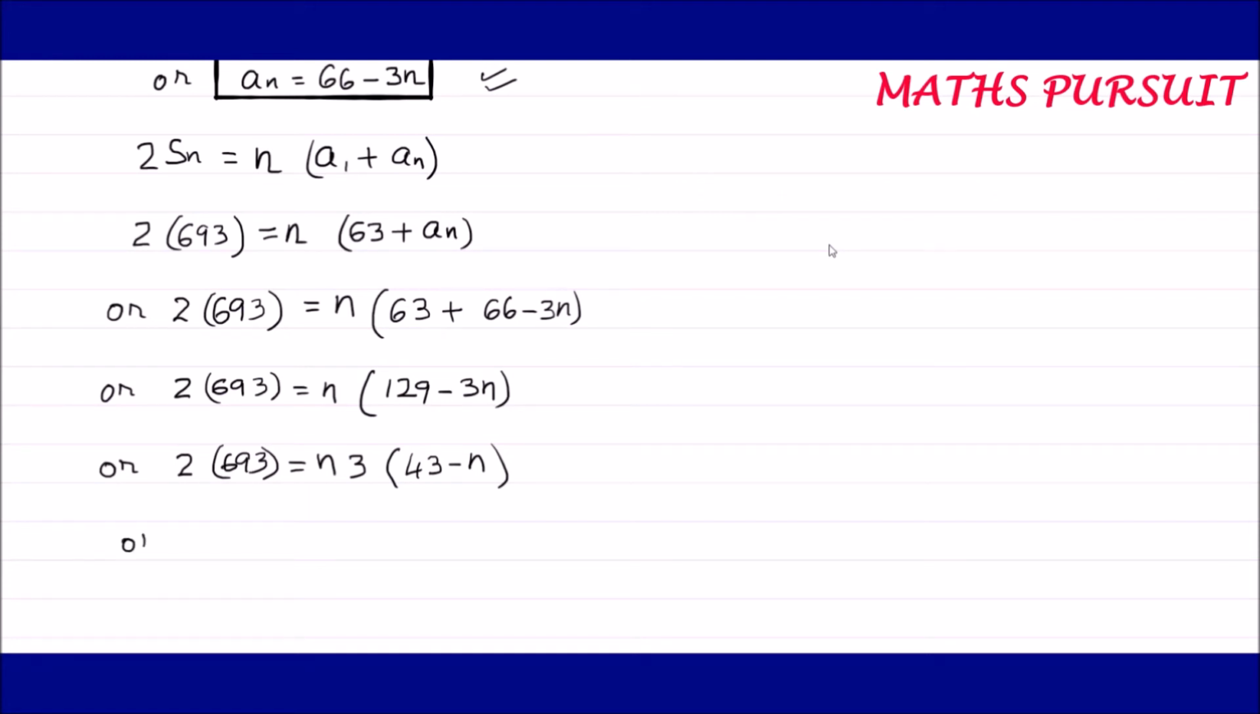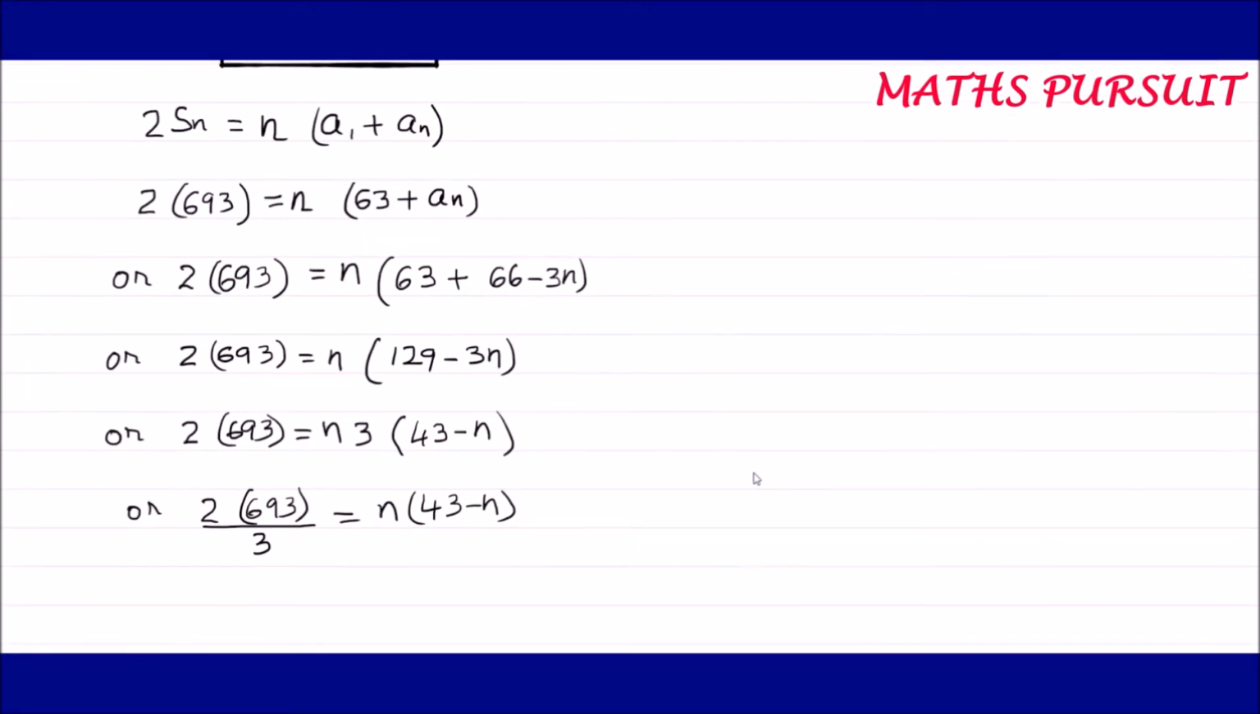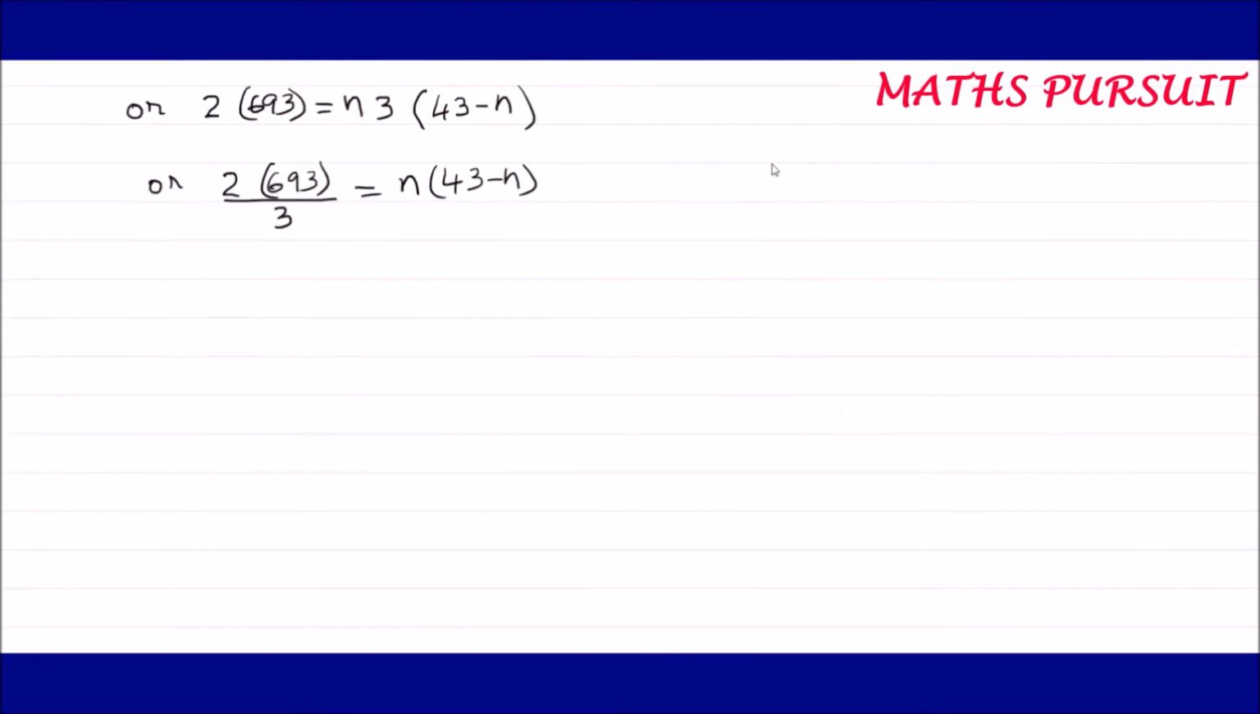Or I can write 2 into 693 upon 3 is equal to n into 43 minus n. I took 3 from the right side to the left side. Guys, for explaining purposes I'm making so many extra steps, but if people can eliminate these steps, you can directly move ahead. But it is always advisable to clearly mention whatever we are doing, so that the examiner can understand.